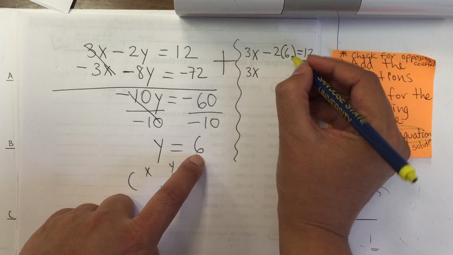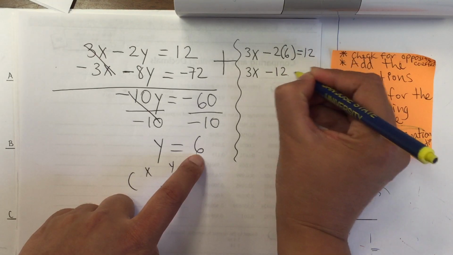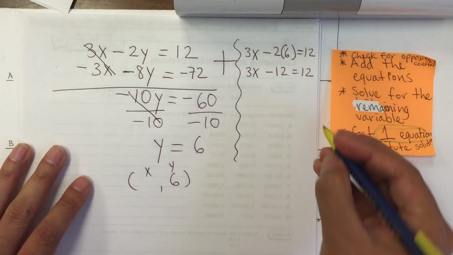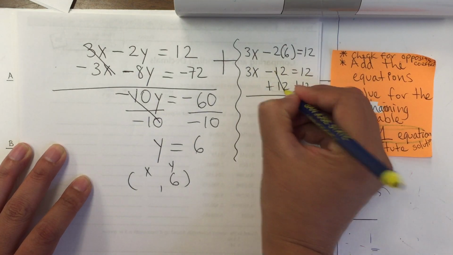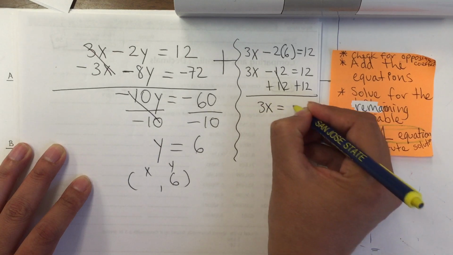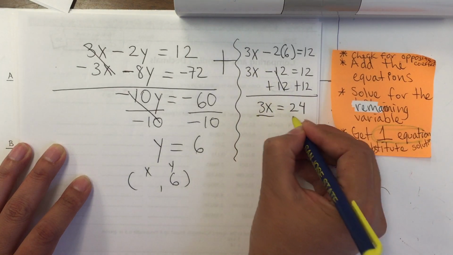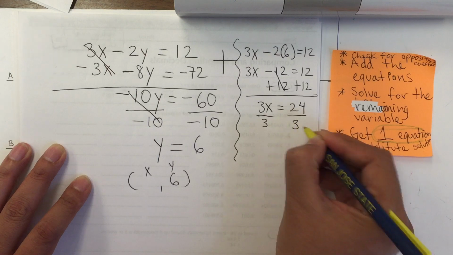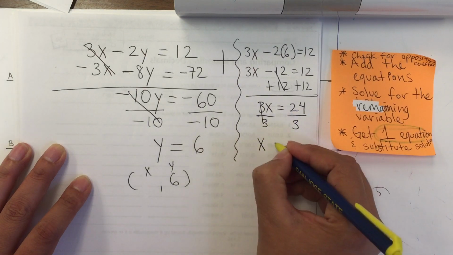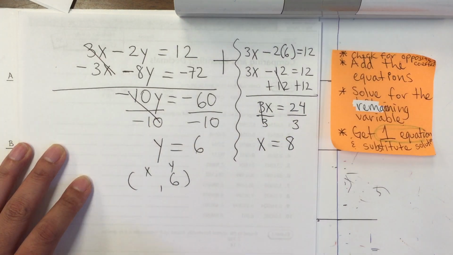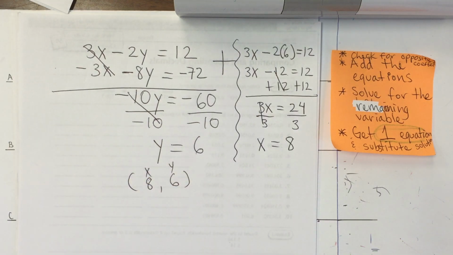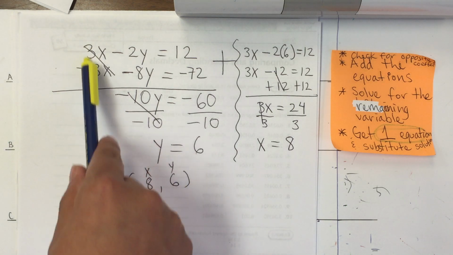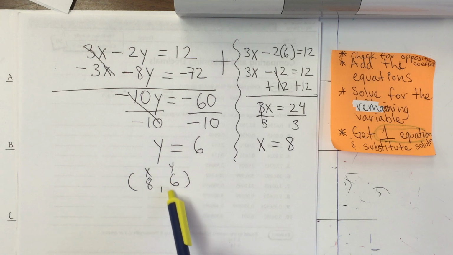3x, negative 2 times 6 is negative 12, equals 12. I cancel by adding 12 to both sides. And so 3x is equal to 24. I divide both sides by 3. And so x is equal to 8. So I'm going to put my 8 in here. So that will be my solution for this set of equations. That's where they're going to meet.